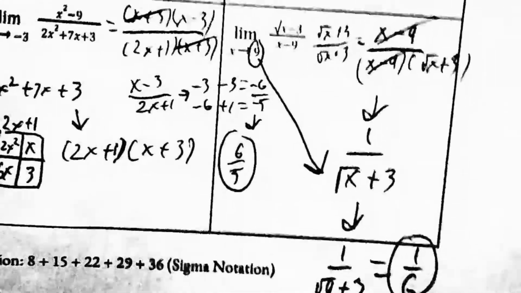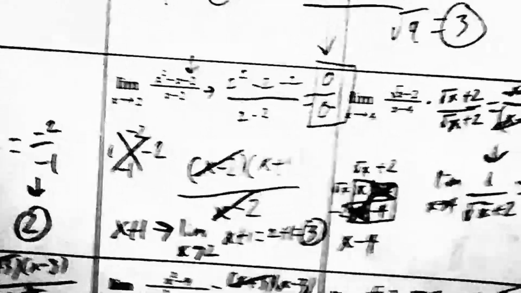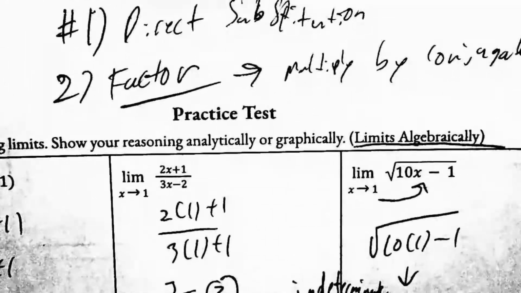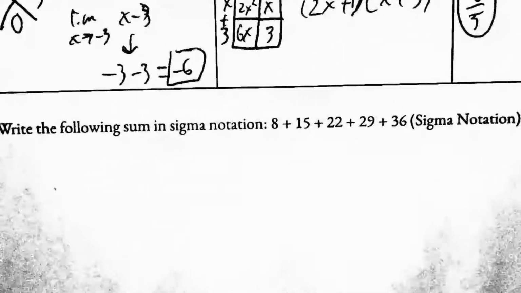Okay. So kind of like 3 types of problems. You have just the regular direct substitutions, you have the factoring, and then you have the conjugate. So you need to know all 3 for the test. Okay, factoring, direct substitution, and conjugate.